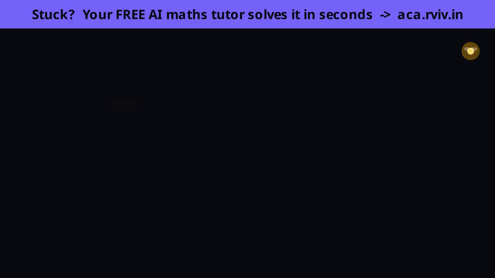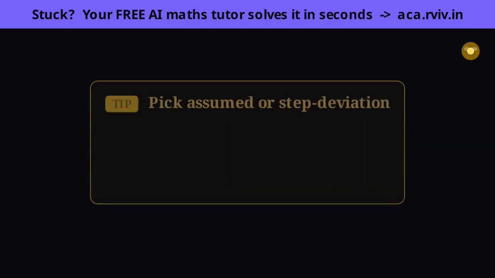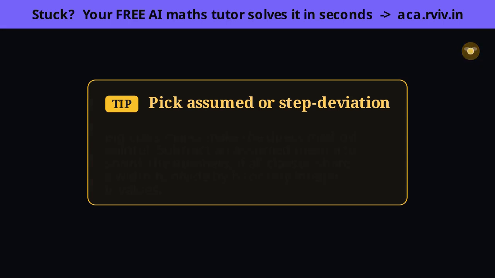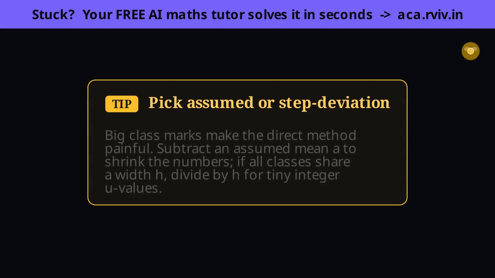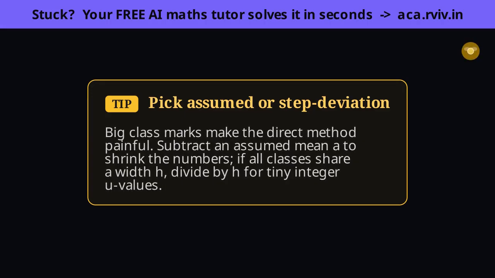Don't grind through the direct mean with huge class marks. That's where mistakes creep in. Choose an assumed mean near the middle, which slides the rulers 0 to a and shrinks every number to a small deviation. And if the classes all share one width, divide by it to get tiny integers. It works because both moves are undone at the end, add a back, multiply h back, so the balance point never actually moves. The step deviation method turns a messy sum into one you can do in your head, and that's why we reach for it whenever the numbers are big or decimal.